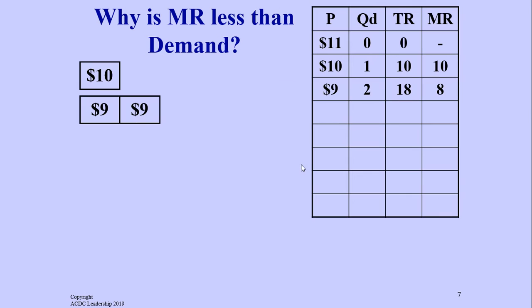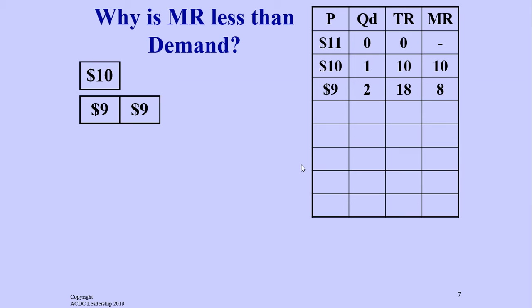Okay, now let's say that we go to the price of $9. So this is just a typical demand schedule showing you the law of demand. As the price is going down, the quantity demanded is going up. So if we graphed it, we have a downward sloping demand curve. Okay, at $9, 2 will be demanded. So my total revenue, $9 times 2 units, is how much? 18. So I have 18 in total revenue.